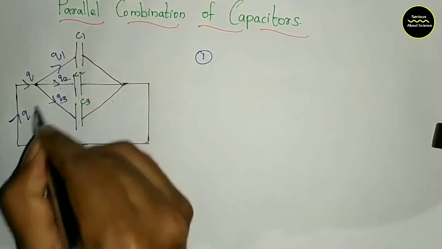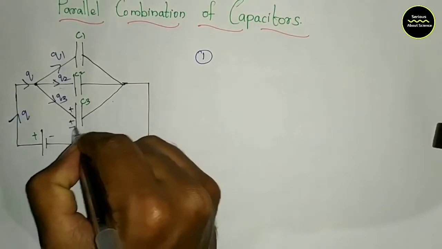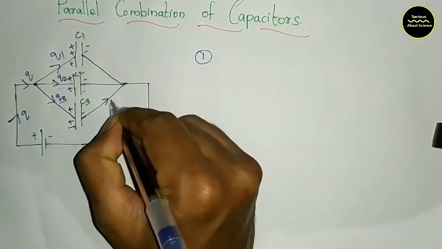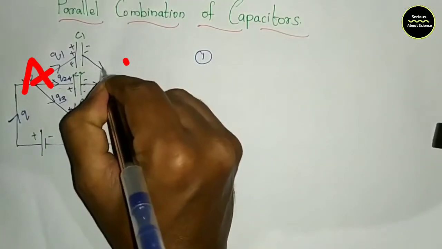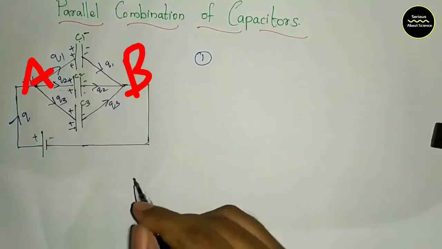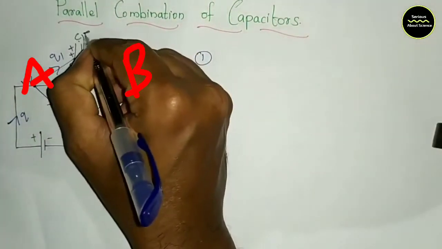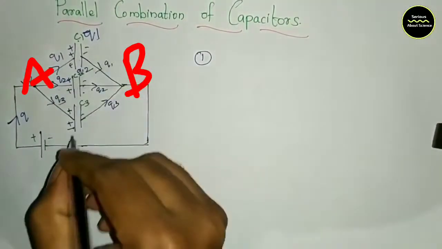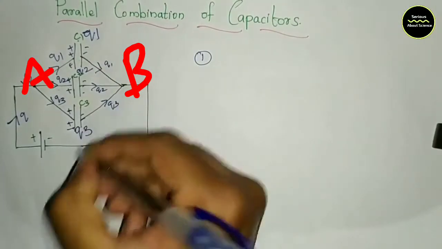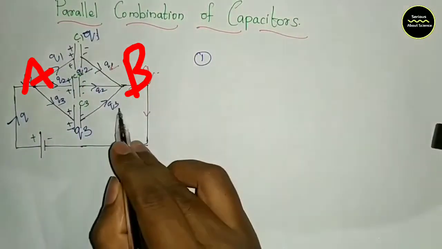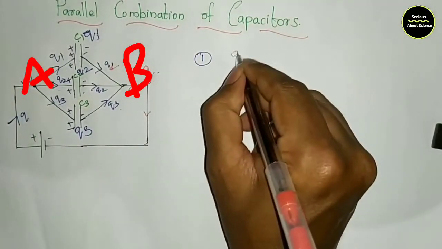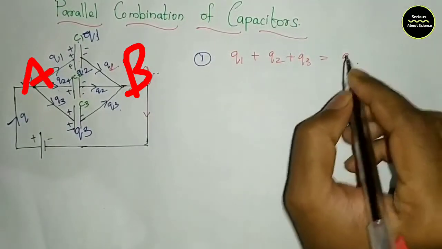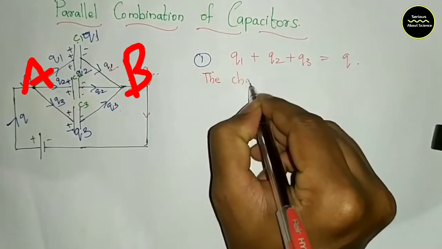But in series combination, it was not like that. In series combination, the charge Q was constant through all the capacitors, but here the charge Q is being distributed among all the capacitors. Since there are three capacitors in this figure, the charge going through C1 is Q1, through C2 the charge is Q2 and through C3 the charge will be Q3. So Q1 plus Q2 plus Q3 will give you the total charge value Q.